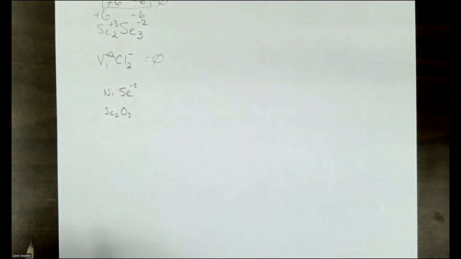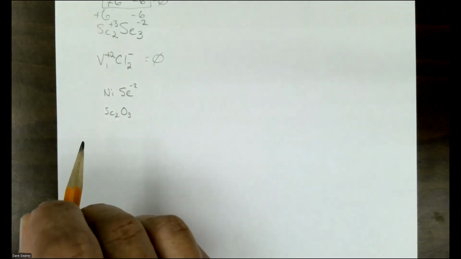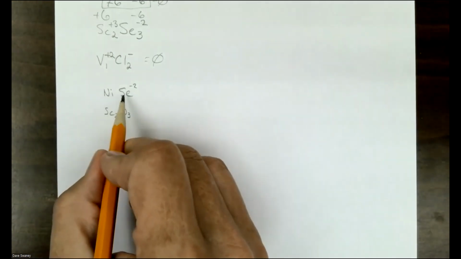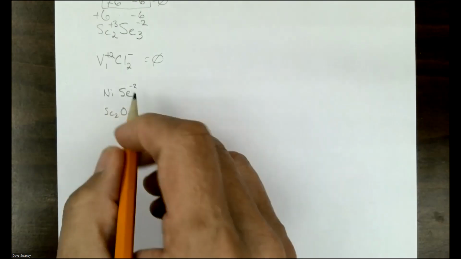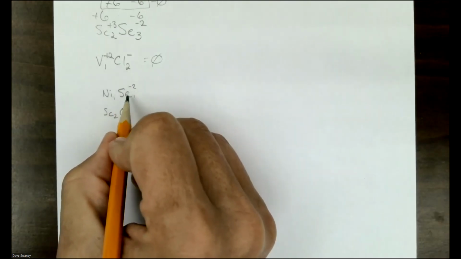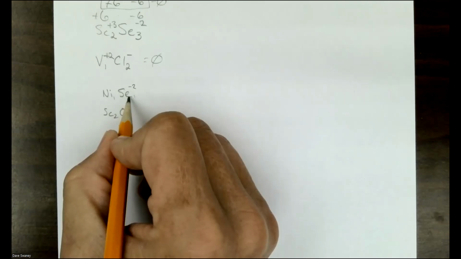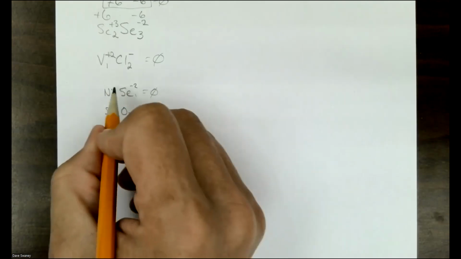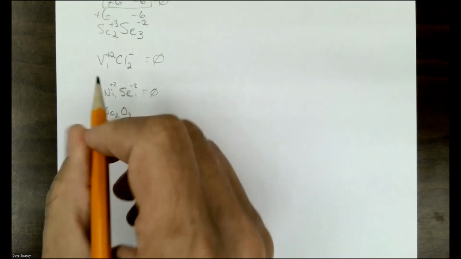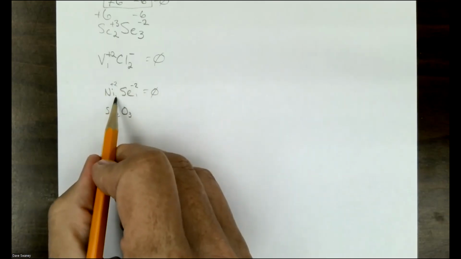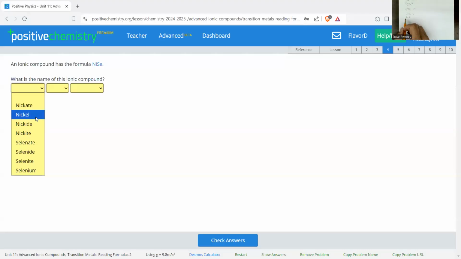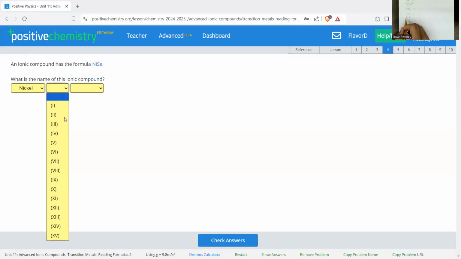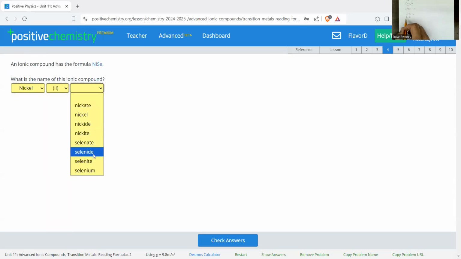Here are 2 examples from reading formulas 2, and it told us there was just 1 nickel and 1 selenium. I look on my periodic table and find out that selenium is -2. I know that these need to equal 0 when I'm done, so this must have been a +2 all by itself because there is only 1 of them. And so the name is nickel. Remember, we decided it's +2, so Roman 2. And remember, we use the ide ending, so it's selenide.